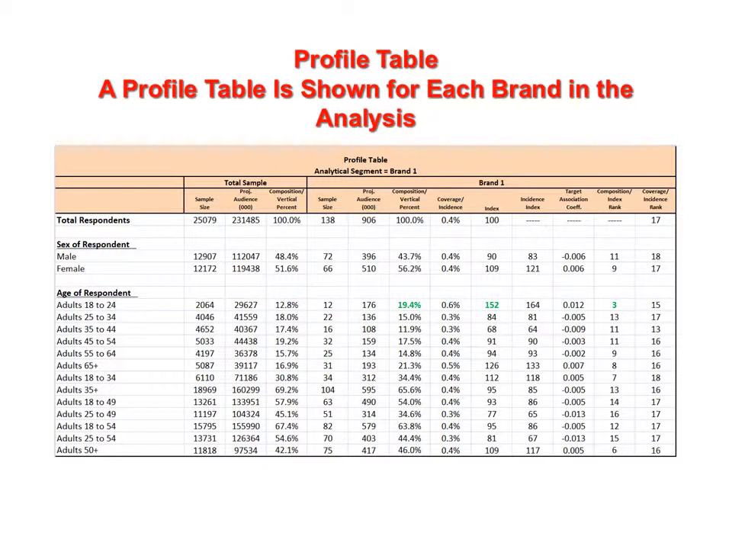In the first case, this statistic tells you how the brand ranks on a given measure relative to all the brands in the analysis with respect to the measure's index and composition level. The second statistic tells you the brand's relative ranking on a given measure with respect to coverage and incidence.